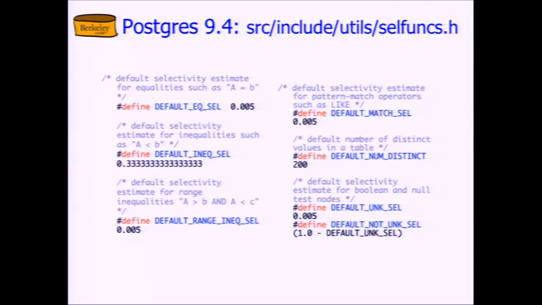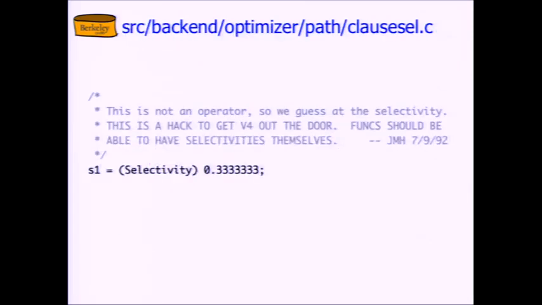The default inequality is a 1/3 for some reason. These are just in there for when the optimizer doesn't know any better. You have to put something because it's software and it needs a number. But my favorite default selectivity is this one, which I put in 1992, and they haven't taken out.